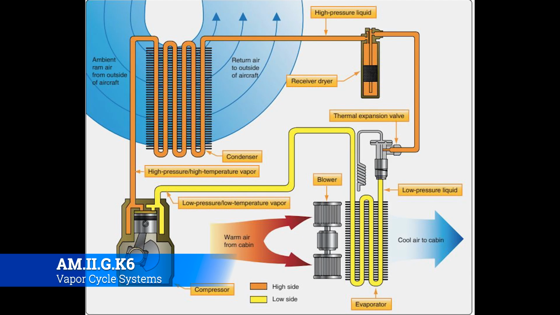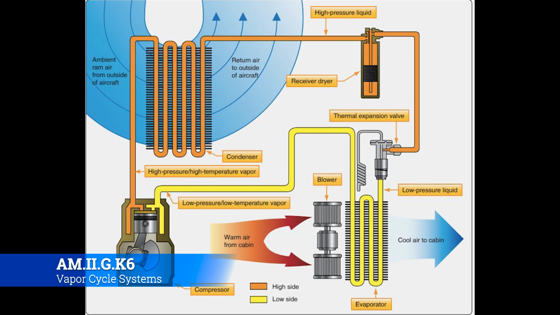All right, so let's just walk through the vapor cycle. If you look at this graphic, it actually begins with the receiver dryer. That's where the R134A is filtered and stored under pressure. The refrigerant is in liquid form, and it flows from the receiver dryer through the tubing to an expansion valve. Inside the valve, a restriction in the form of a small orifice blocks most of the refrigerant. Since it's still under pressure, some of the refrigerant is forced through that orifice.